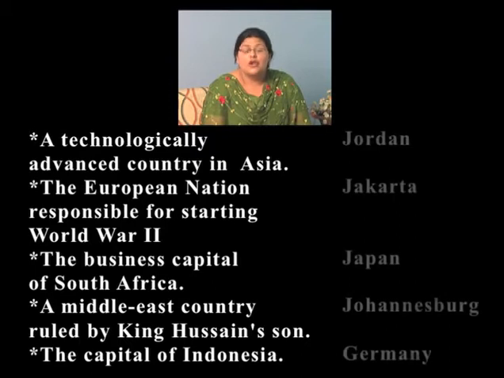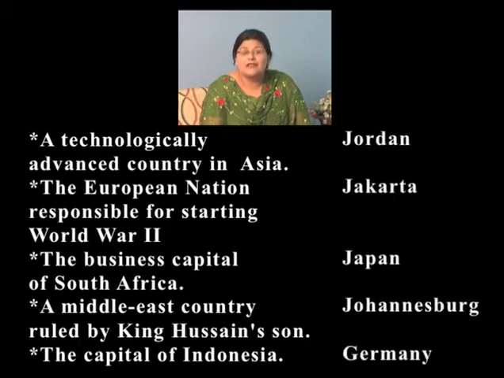Column B, Jordan. Please repeat after me. Jordan, Jakarta, Japan, Johannesburg. Once more, Johannesburg and Germany. Now match the columns quickly. I'll give you around 30 seconds for this.